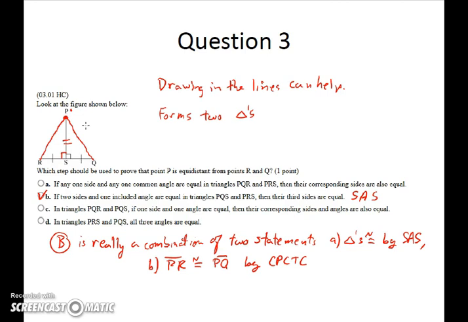All right, so that one is a little bit of a trick. The other three answers in that one would not work though. And so B is the best answer for that one.